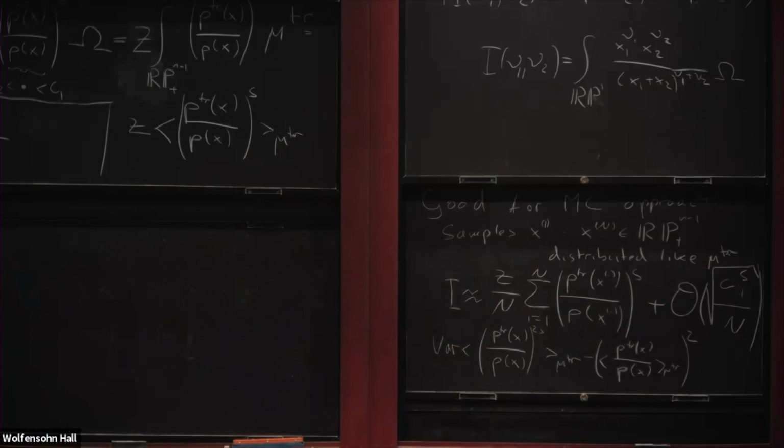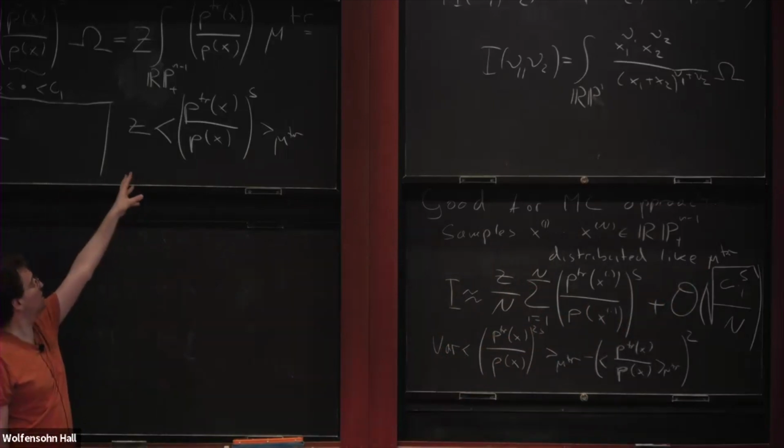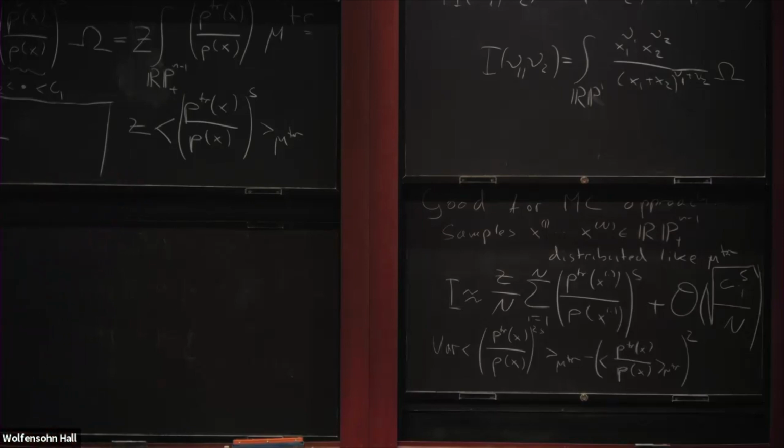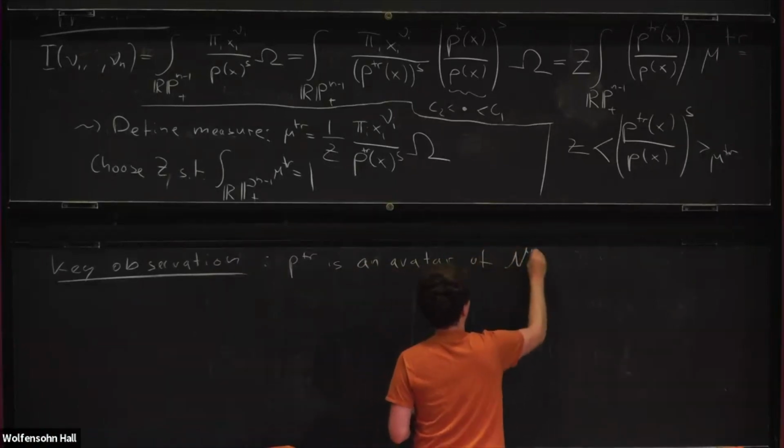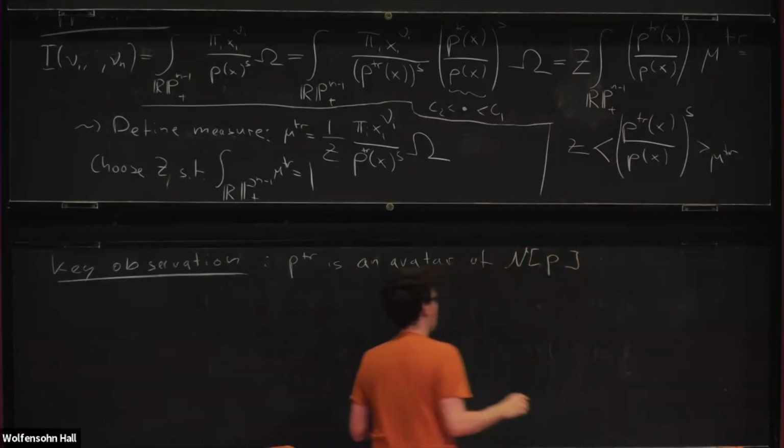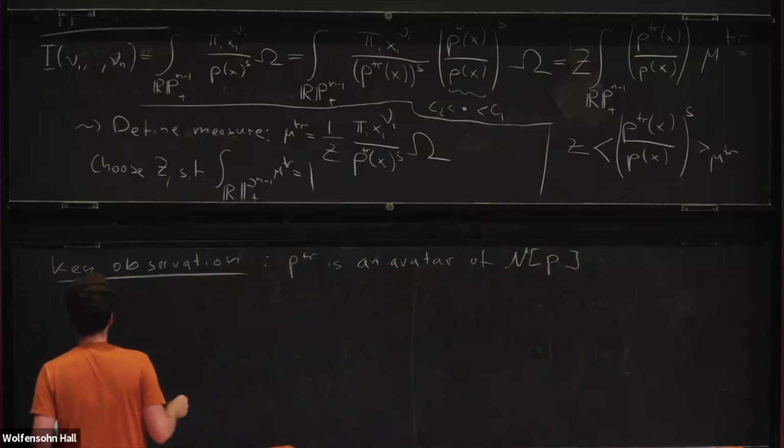One approach is to use the property of this p-trop. And a key observation here is that this p-trop is merely an avatar of the Newton polytope of the P polynomial. So p-trop is an avatar of N of P. So how do we see this?